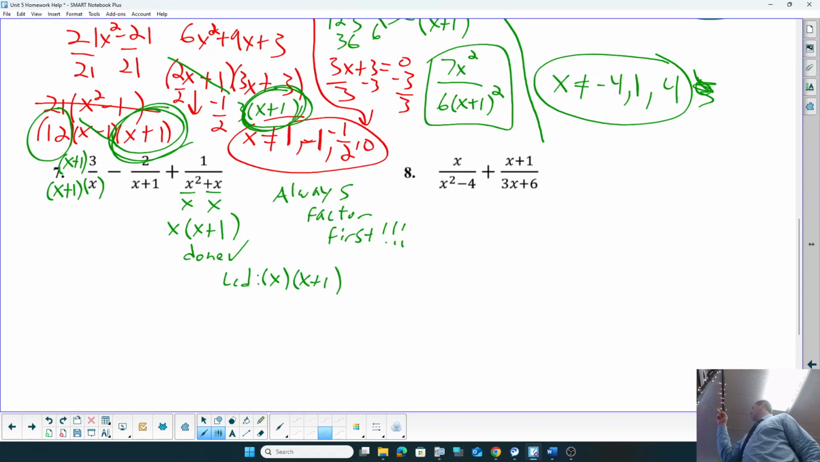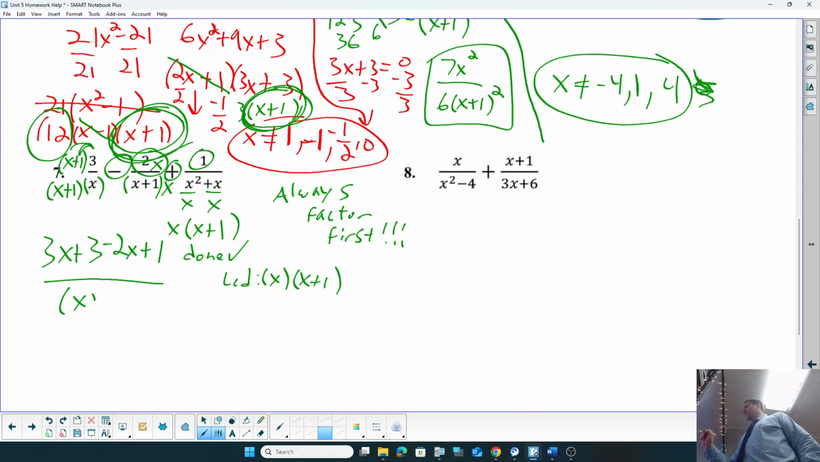And then this one is missing an x, so multiply the top and bottom by x. Now all 3 of them have a common denominator. We're going to distribute it through. So 3 times x is 3x. 3 times 1 is 3. Minus 2x, plus 1, all over the denominator once.